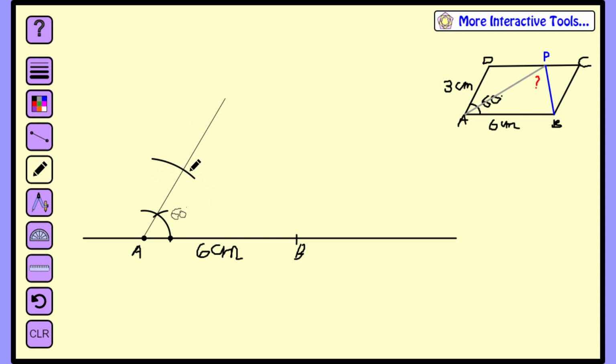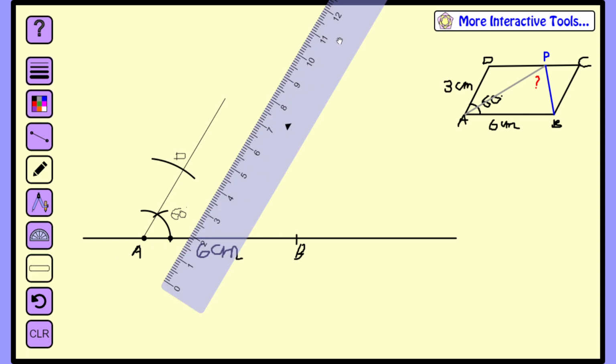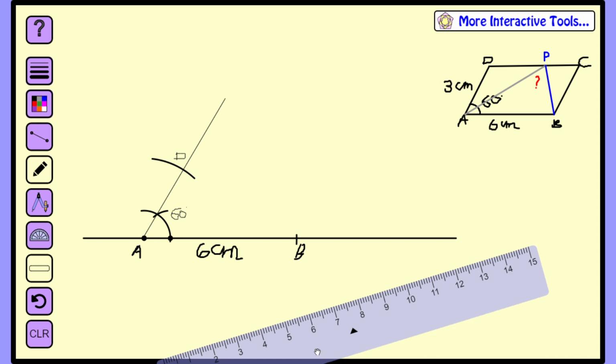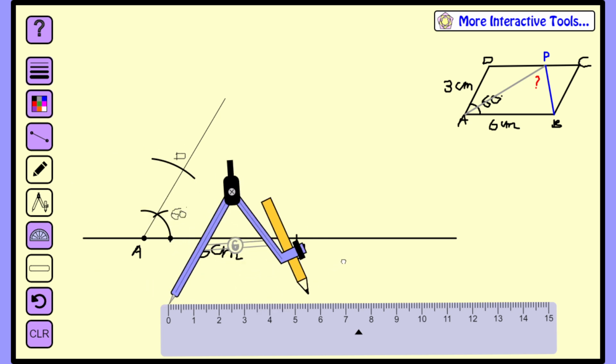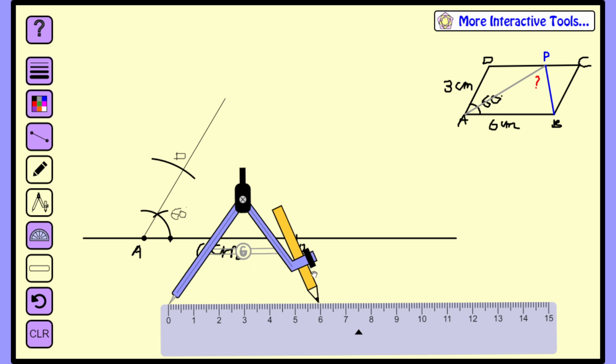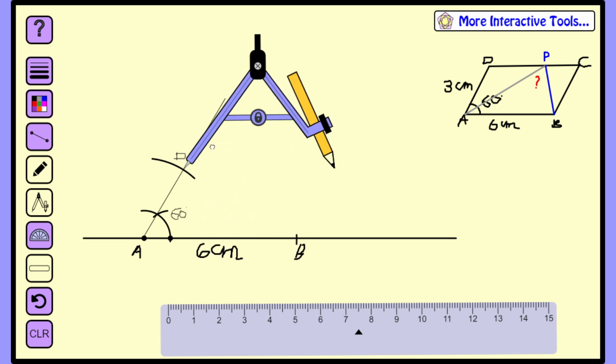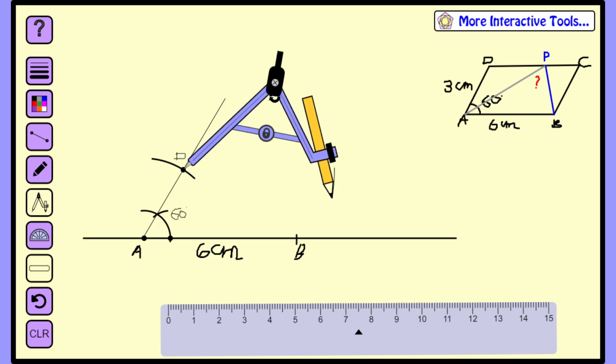Now let's complete the parallelogram. This of course will be point D. From D, you know that C is at a distance of 6 centimeters because the opposite sides of the parallelogram are equal in length. So let's again take 6 centimeters on the compass so that you can mark out the point C from D as a center.